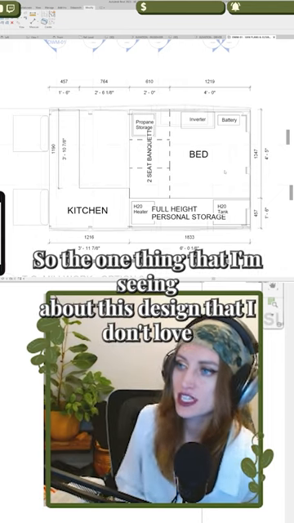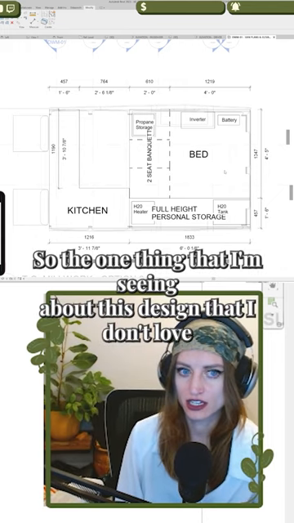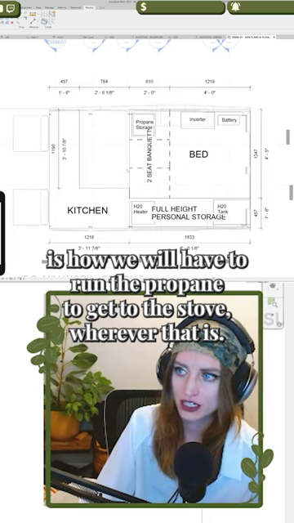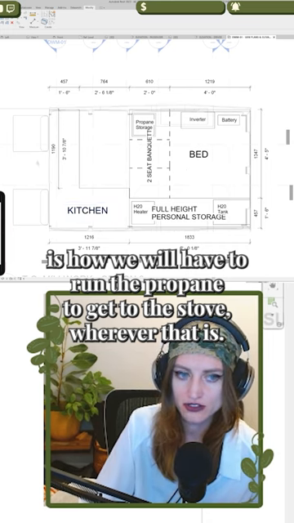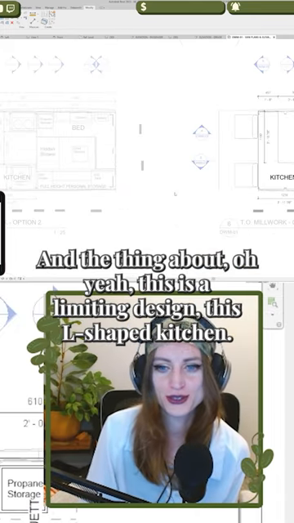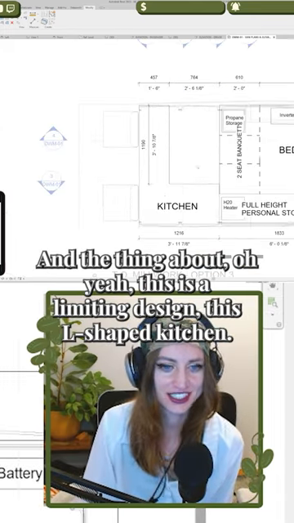So the one thing that I'm seeing about this design that I don't love is how we will have to run the propane to get to the stove, wherever that is. So first off, okay, let's bring in our fridge. And the thing about, oh yeah, this is a limiting design, this L-shaped kitchen.